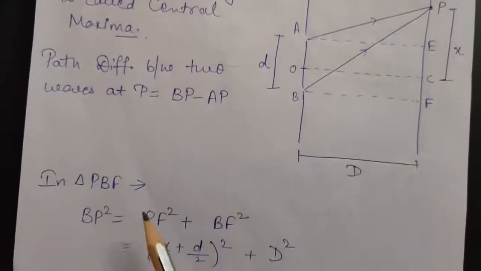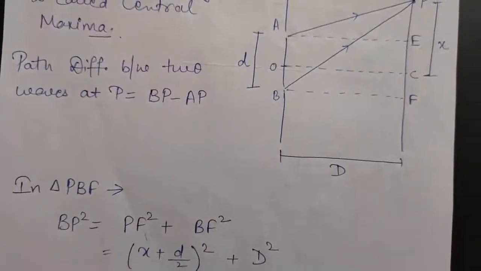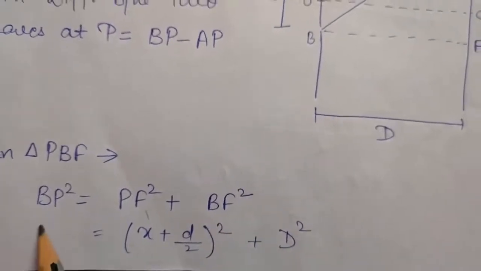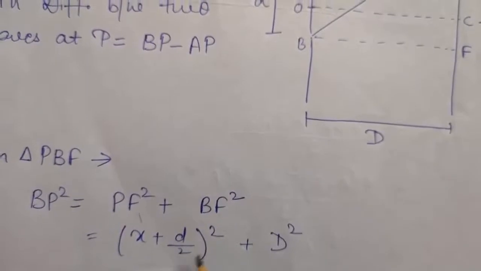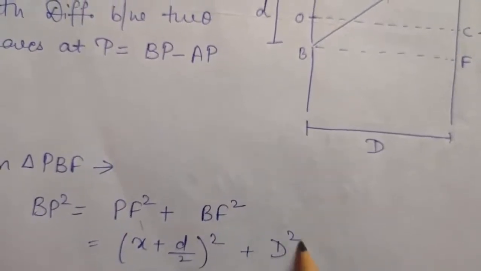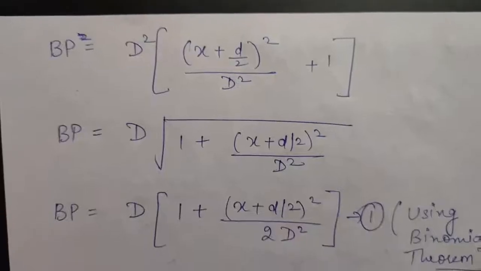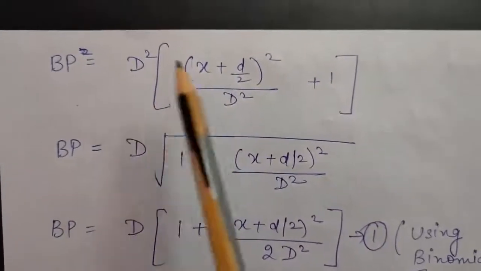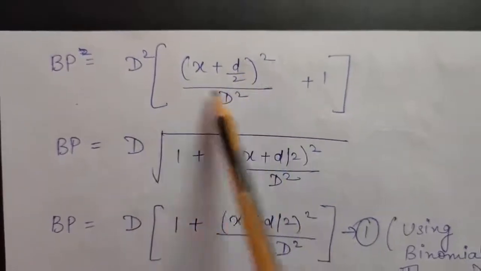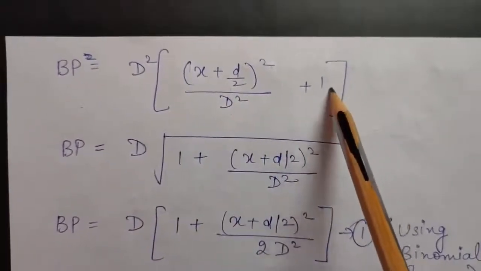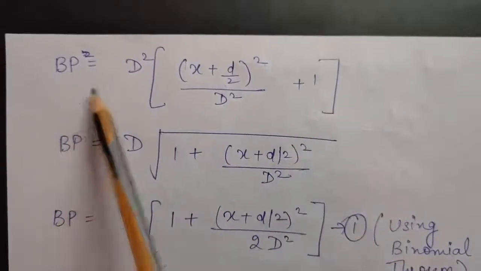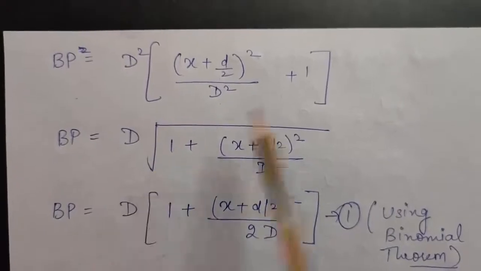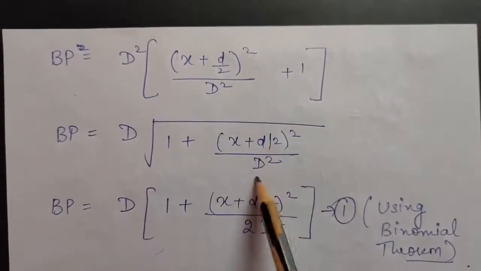So PF square will be (x plus d by 2) whole square and BF square will be equal to D square. So BP square will come to be (x plus d by 2) whole square plus D square. Now to solve it, take D square common from both the terms. When you take D square common, you will be left with (x plus d by 2) whole square upon D square plus 1. Now this is BP square. To calculate BP, just take the square root. So that will be D under root of 1 plus (x plus d by 2) whole square upon D square.